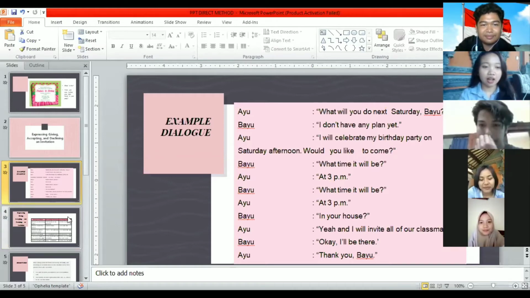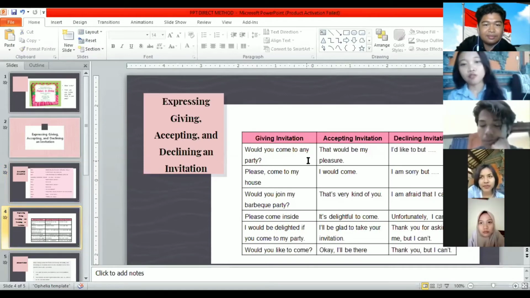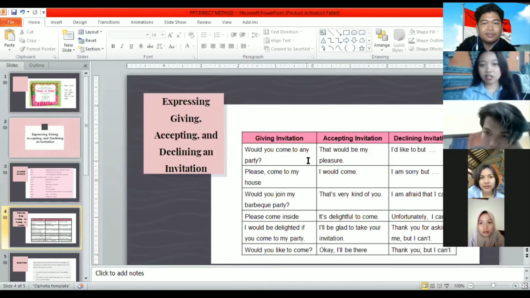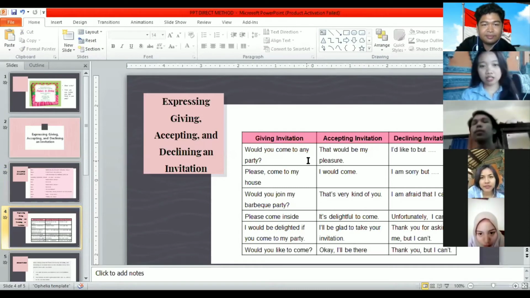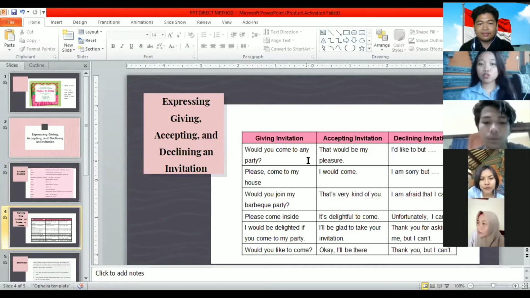And then, as your friend said before, for giving invitation, other example sentences are: Would you come to my party? Please come to my house. Would you join my barbecue party? Please come inside. I would be delighted if you come to my party. Would you like to come?